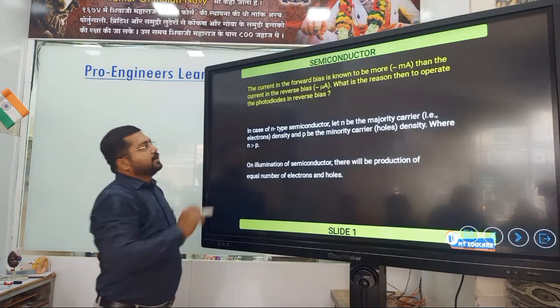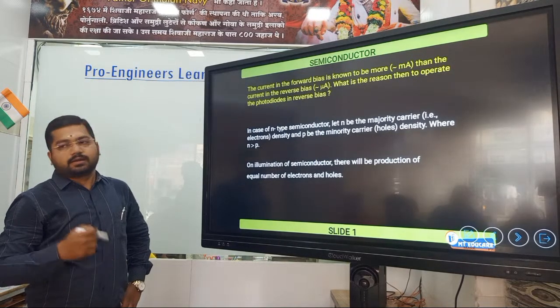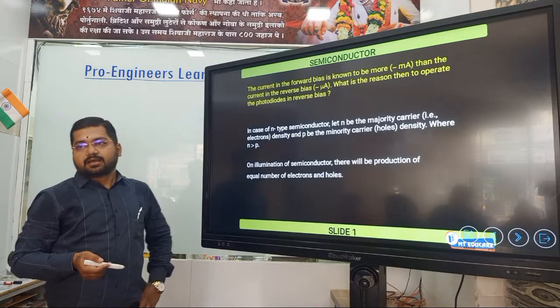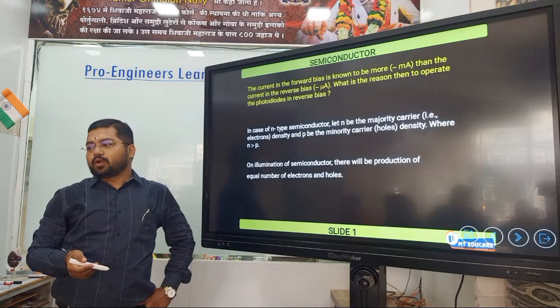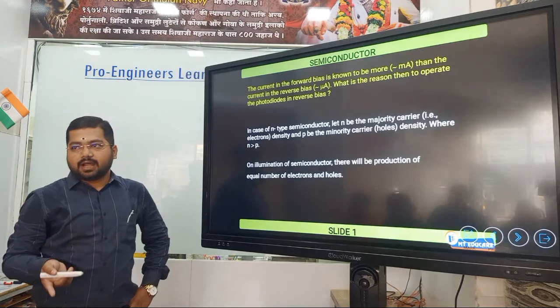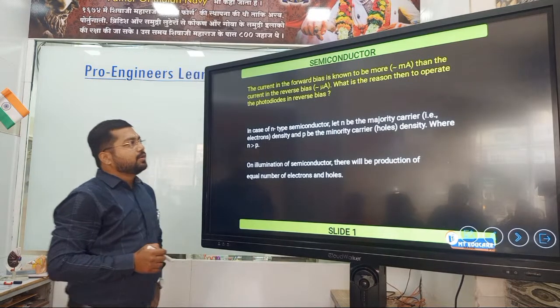The current in forward bias is known to be more, in milliamperes, than the current in reverse bias, which is approximately equal to microamperes. Remember: in forward bias the current is almost equal to milliamperes, and in reverse bias it is almost equal to microamperes.